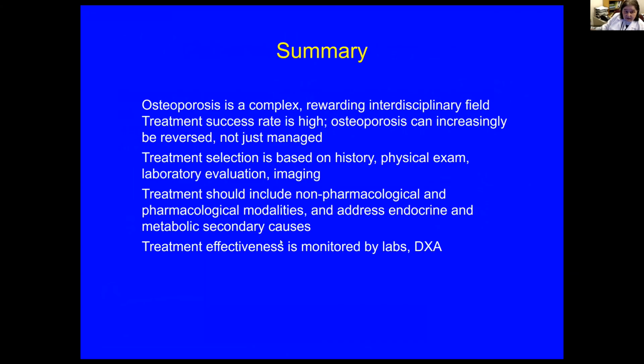And in summary, I wanted to tell you that osteoporosis is a wonderful topic for your practice. You would have a lot of fun treating patients with this because the success rate is very high. And you cannot completely cure osteoporosis, but you can reverse the bone loss, not just manage it. And treatment selection is based on history, physical exam, laboratory evaluation, and imaging, and should include both non-pharmacological and pharmacological modalities. And you can monitor your success with laboratory tests and bone density, which is gratifying.